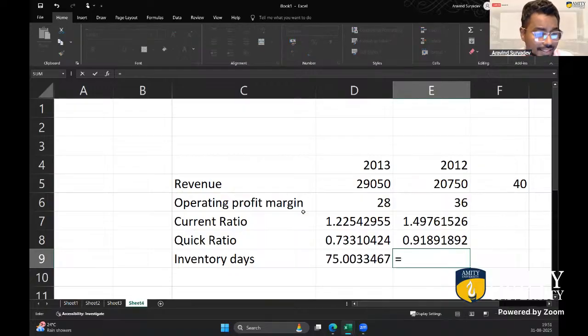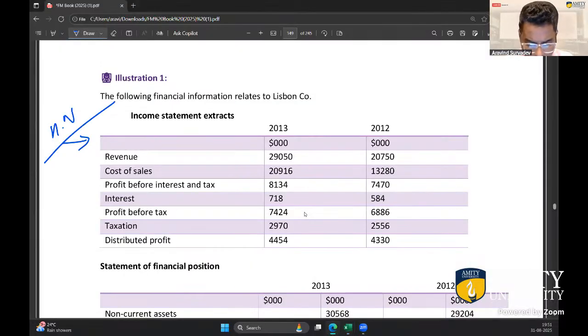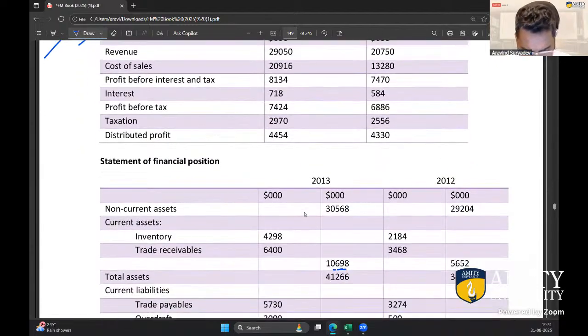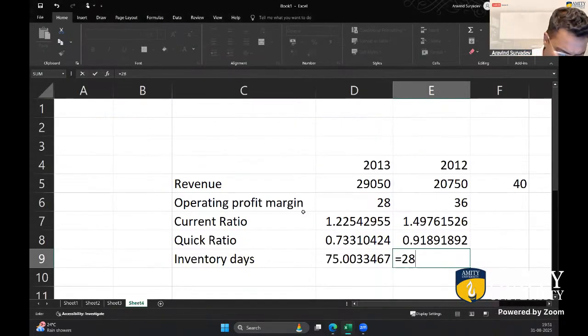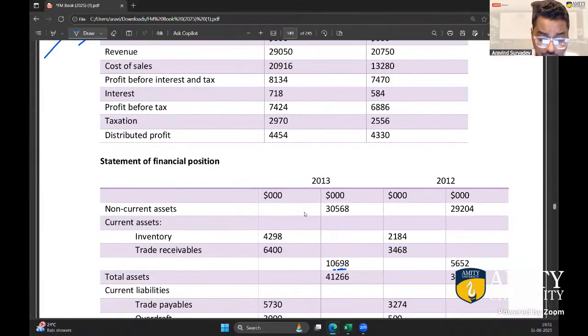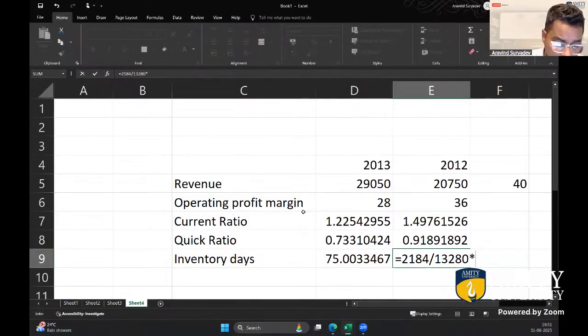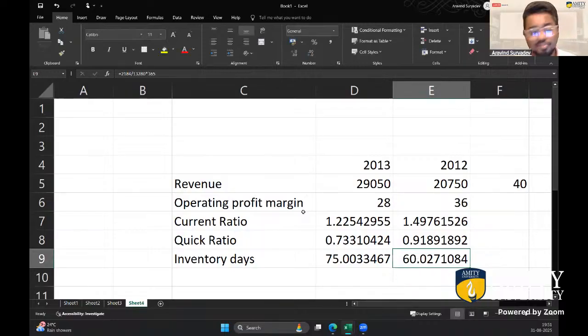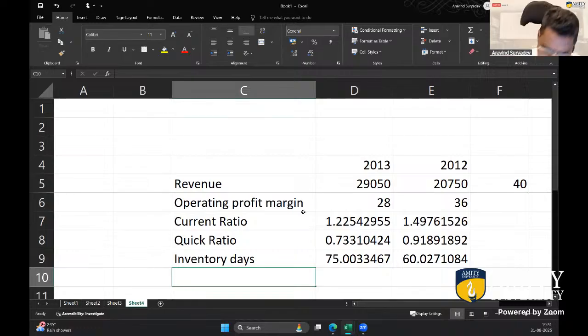Now, inventory days, what else? For 2012, the inventory was 2,184. And 2,184 divided by the cost of sales, which was 13,280, multiplied by 365. That is 60 days. So inventory days have increased. That's not a good sign.